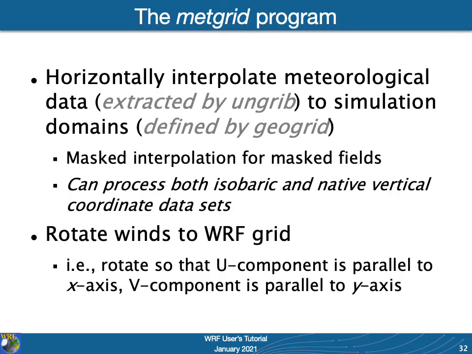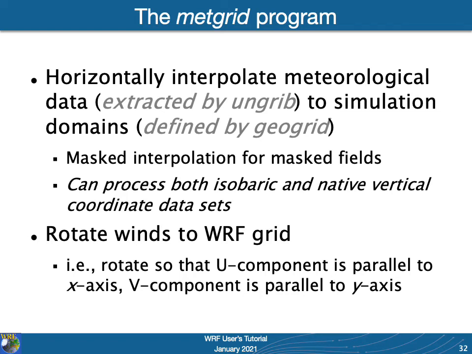The primary purpose of the Metgrid program is to horizontally interpolate the meteorological data that were extracted by the Ungrib program onto the simulation domain that we defined using the Geogrid program. Some meteorological fields are masked in that they have missing values, and the Metgrid program needs to take this into account when it does its horizontal interpolation.